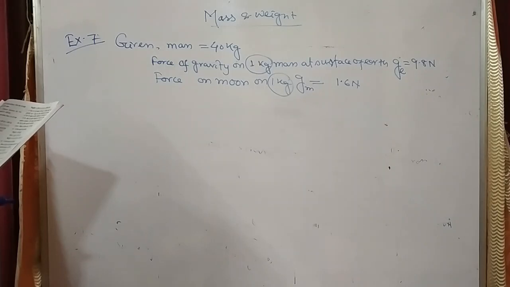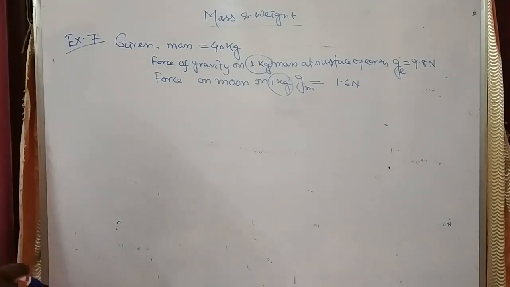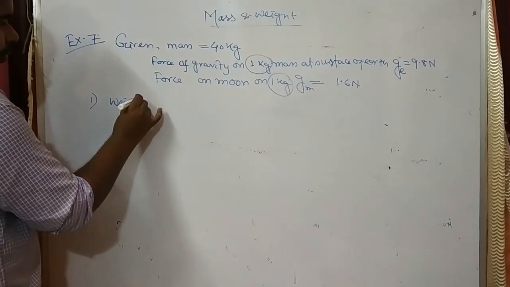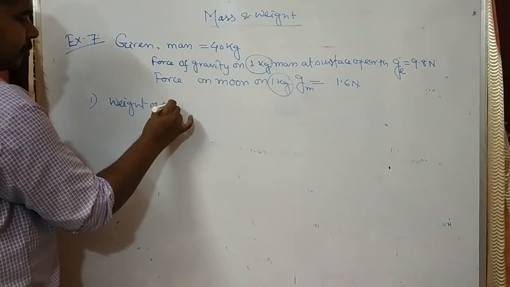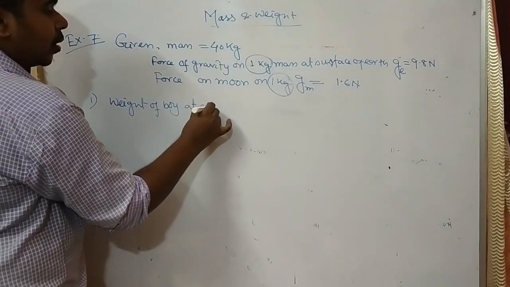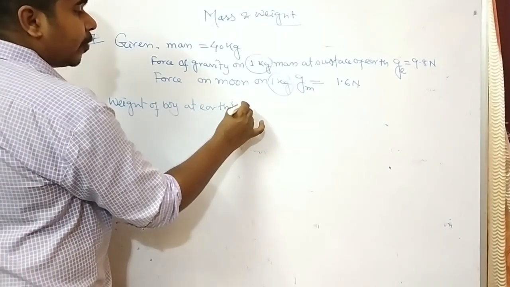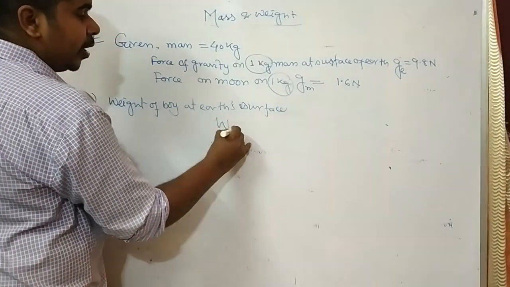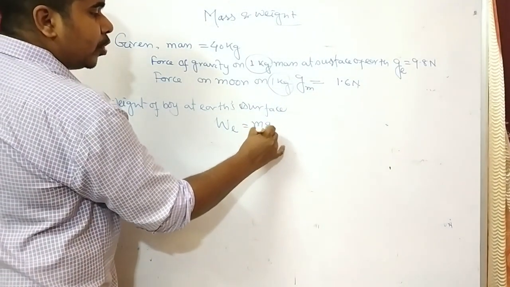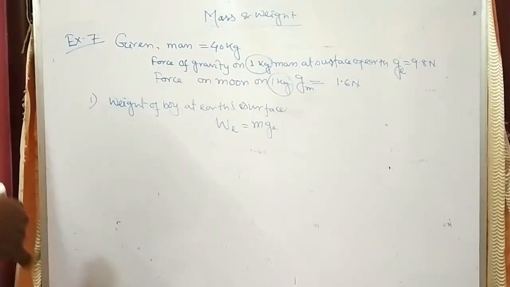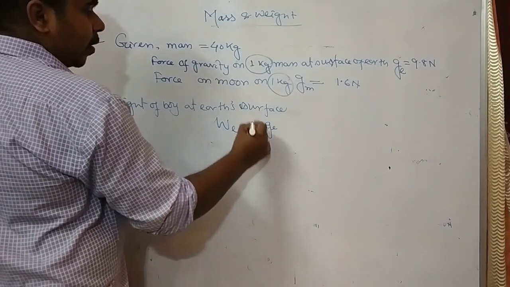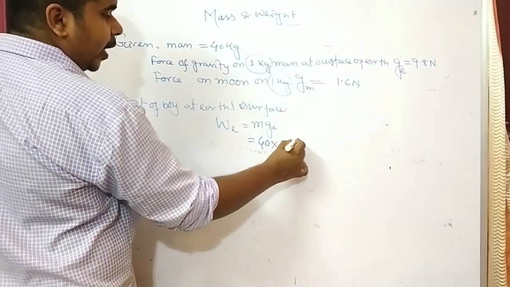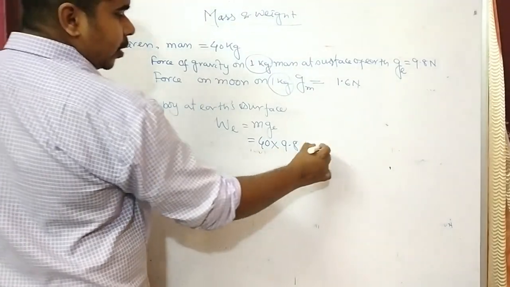Now the question is the weight of the boy at the Earth's surface. So first question: weight of boy at Earth's surface. That we all know, WE equals M into GE as per the equation we have done earlier. So what is the mass? 40 kg. What is the GE? That is 9.8. So we have to multiply.